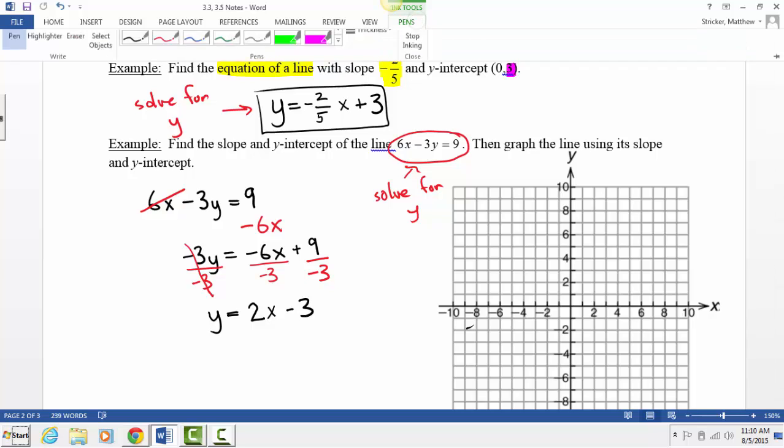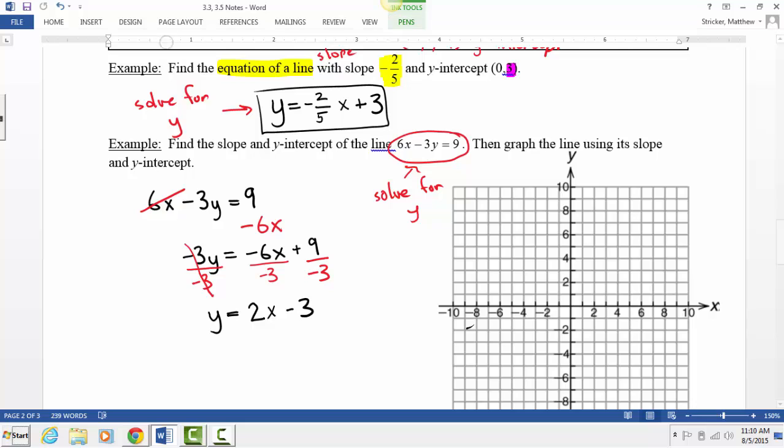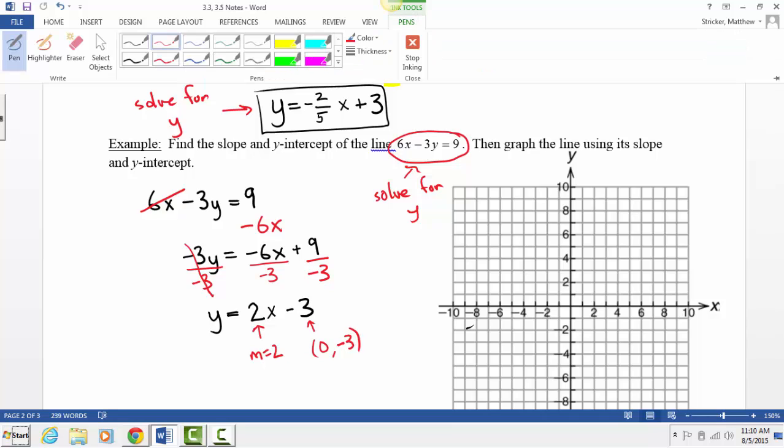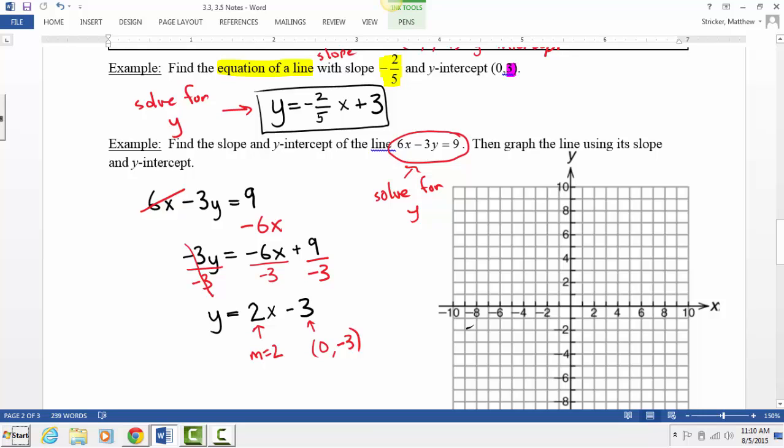So we now have our equation in slope-intercept form. The slope is 2, and the y-intercept is the point 0, negative 3. X is always 0. Y is negative 3. Now, how do we graph the line if we have that information? It's actually quite easy. So the first thing is we're given a point. We're given the y-intercept, 0, negative 3. So the point 0, negative 3 is down here, the y-intercept. 0, negative 3. You should get in the habit of always labeling your points. And then we have a slope of 2.